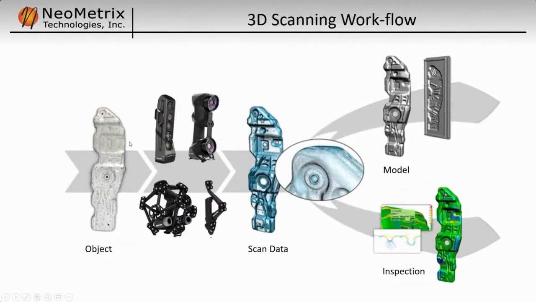Again, I'm with Neometrics Technologies. We do 3D scanning, reverse engineering, and inspection. We sell the equipment and the software, and we also provide the service to get your part. So you see over here, we got the object into a scan data set, and then we can either generate a 3D model or we can generate an inspection report. In this one, we're going to go with the inspection workflow.